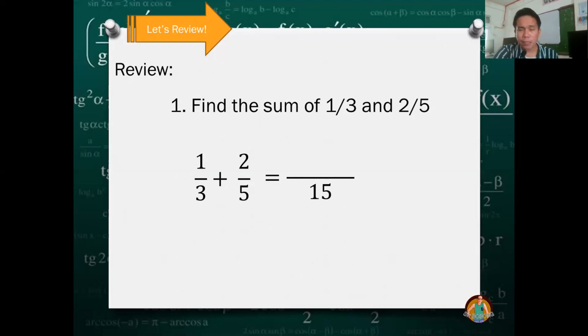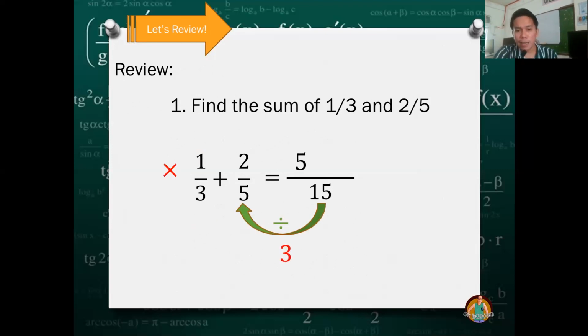Next, hahanapin natin yung kanilang mga numerators. Numerators ng ating 1/3 at numerator ng ating 2/5. Sa paanong pamamaraan, ganito yung turo sa atin, di ba, ng elementary? Ito yan. 15 divided by 3 will give us 5. Now, 5 times 1 will give us 5. And that is the numerator of our 1/3. Sorry for that. Next, 15 divided by 5 will give us 3.